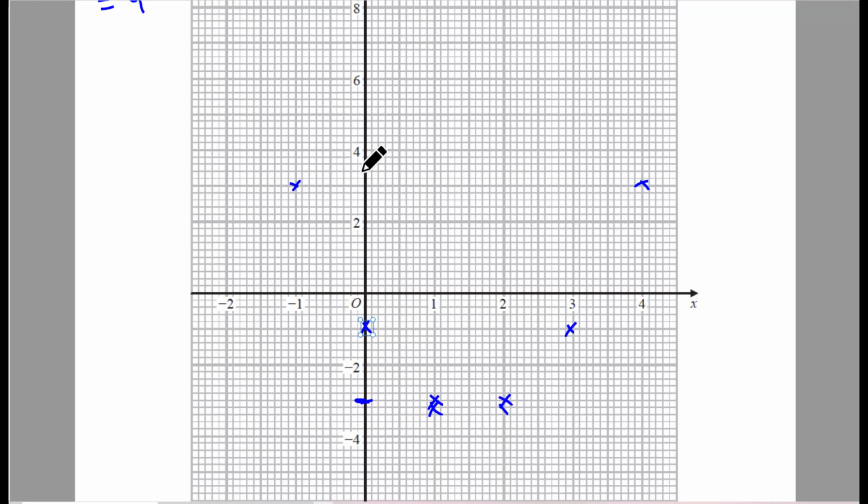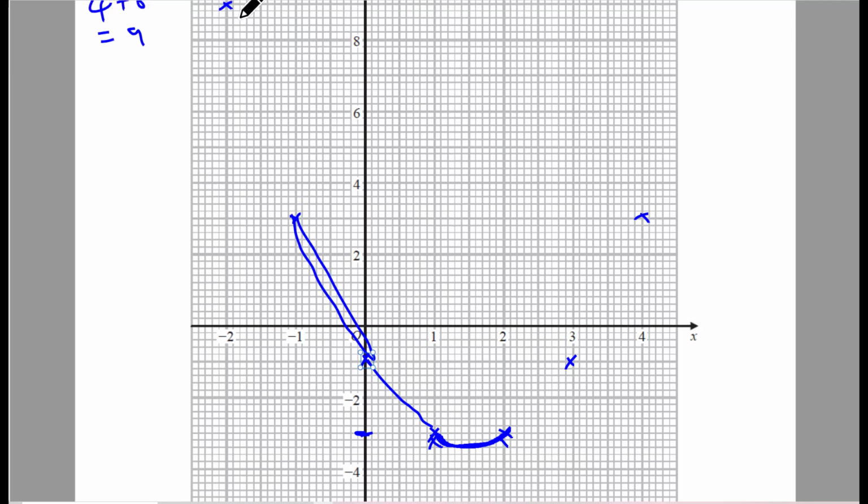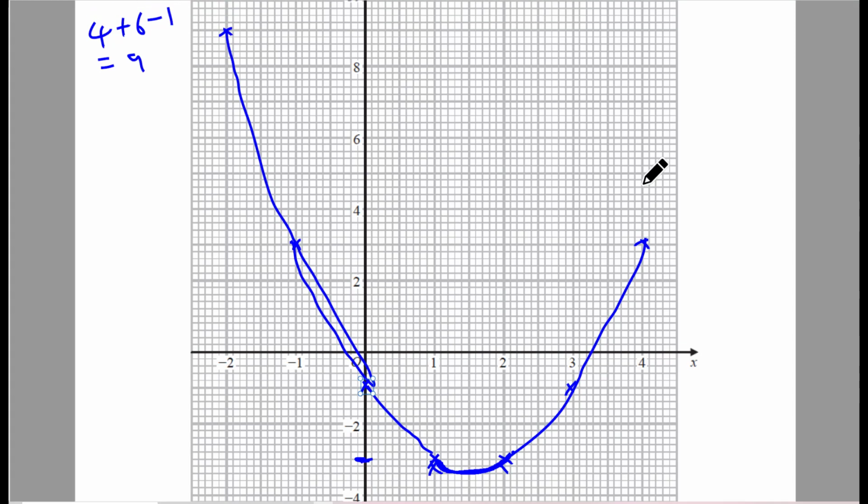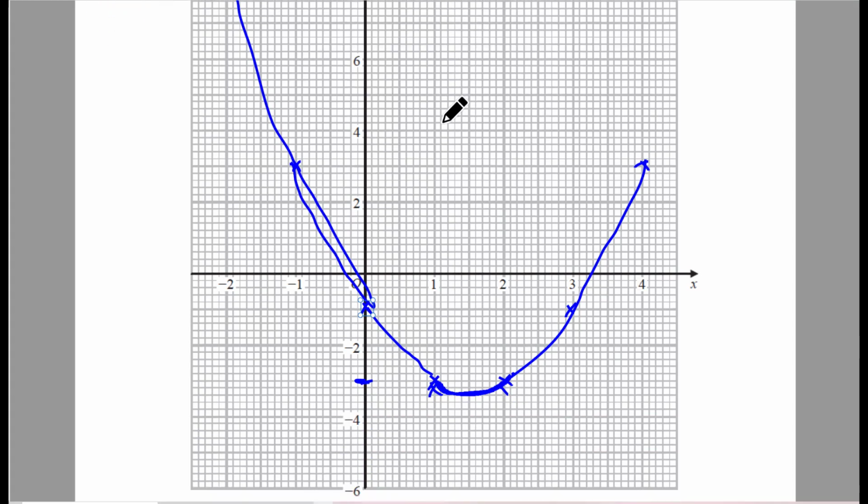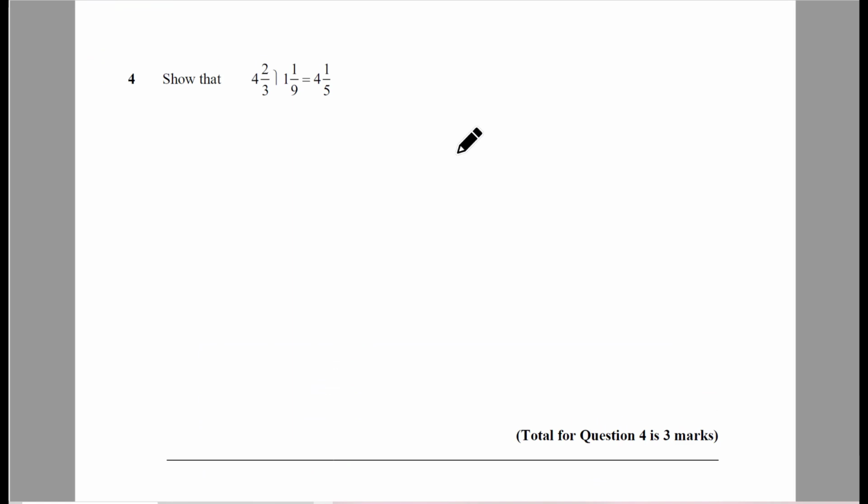Okay, this is important. Because a quadratic is U-shaped, you should have a little dip here. Don't do a straight line, that's the most common error. And make sure this is curved, but do a better line than me. And that will get you the full marks. It does look symmetrical, and that will get you your full marks.